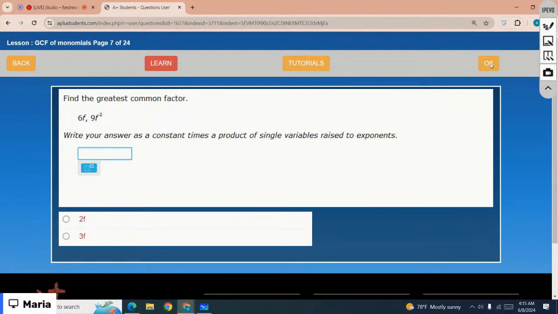Okay, find the greatest common factor of 6f and 9f square. So which is the correct option? That is 3f. Option number 2 is the correct option, right? The next one is find the greatest common factor of 8b and 6v square. So which is the correct option?